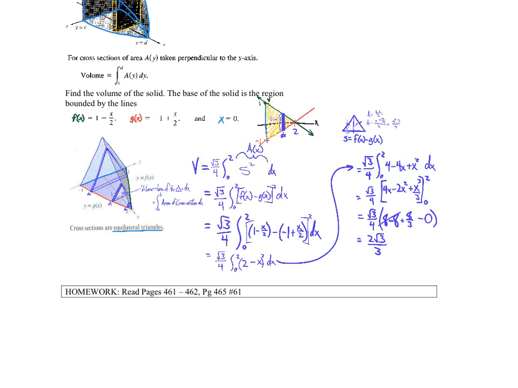In this one, the cross section is perpendicular to x. If it's perpendicular to y, do you just do the same thing except integrate with y? You'd have to rewrite these in terms of y and figure out what the bounds would be in terms of y. Yeah, you'd have to modify it that way.